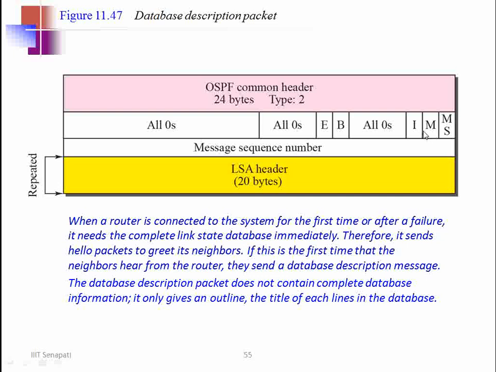I and M: I is the initialization flag. If it is set, it means the message is the first message. M means the more flag. If this is set, it means this is not the last message, other messages are also coming. The M or S flag means the master slave bit, which indicates the origin of the packet. If it is master, it is 1. If it is slave, it is 0.